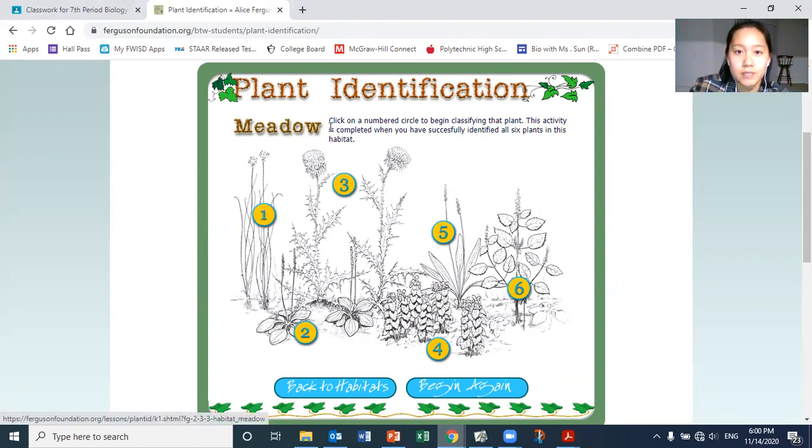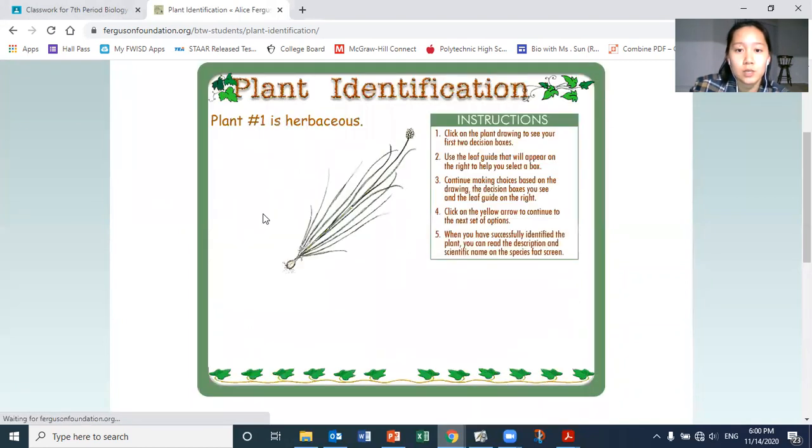For example, it says, click on the numbered circle to begin classifying the plant. This activity is completed when you have successfully identified all 6 plants in this habitat. So we're going to do this first one. This first plant is herbaceous, and it says, click on the plant drawing to see your first 2 decision boxes, right? The yes or no question on step 1.